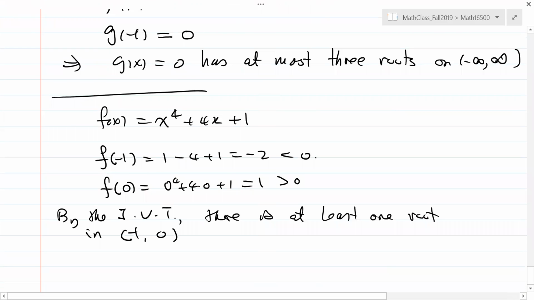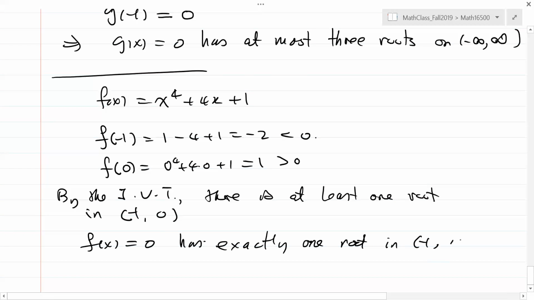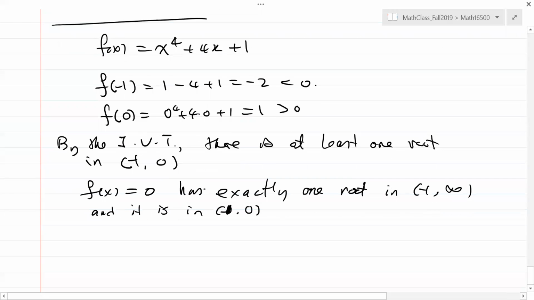Right? Why? Because they have opposite signs. Okay, now what can you conclude? You can conclude that f of x equals 0 has exactly one root in the interval from negative one to positive infinity, and it is actually in the interval from negative 1 to 0, right? Because the function is increasing.